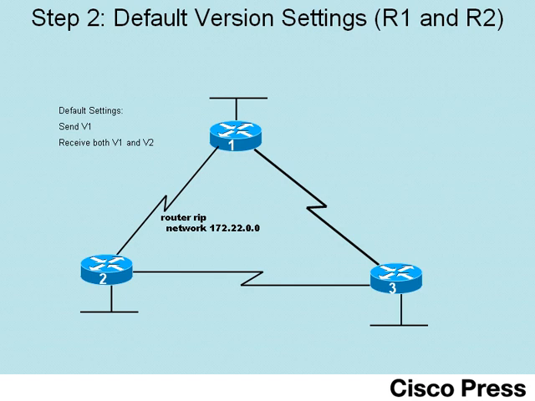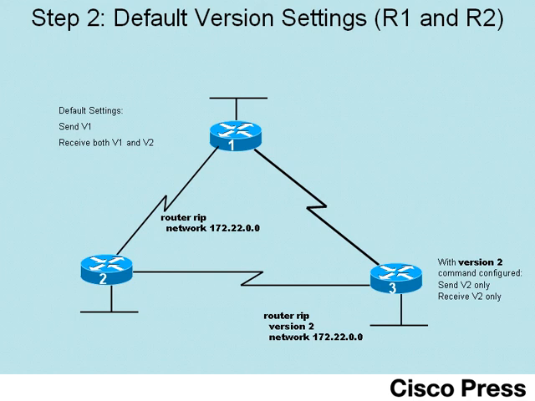The part that I didn't mention earlier was that router 3, while it was already configured to support RIP, it also is configured with the version 2 command as you see here. As a result, router 3 doesn't use the default version settings. Instead, with the version 2 command configured, it only sends version 2 updates, and it will only process received version 2 updates, ignoring any received version 1 updates.